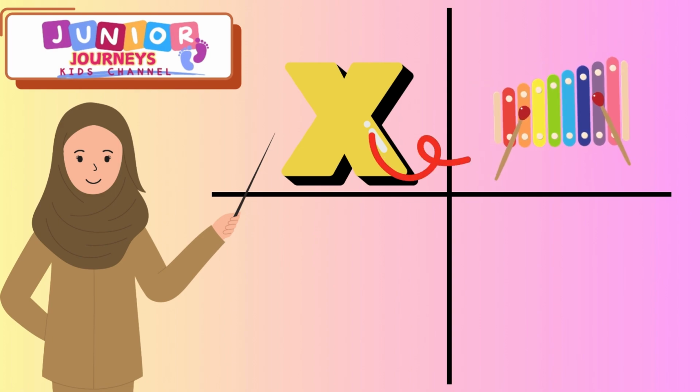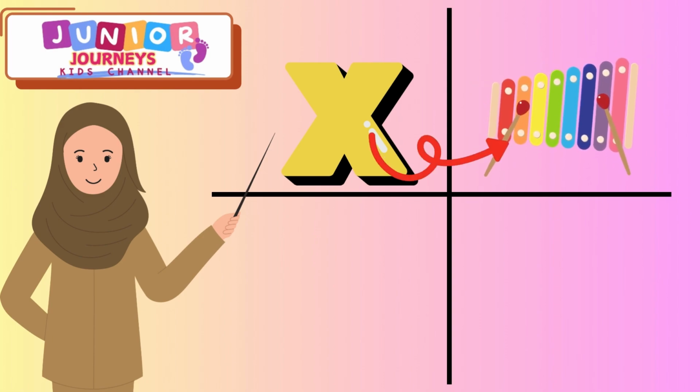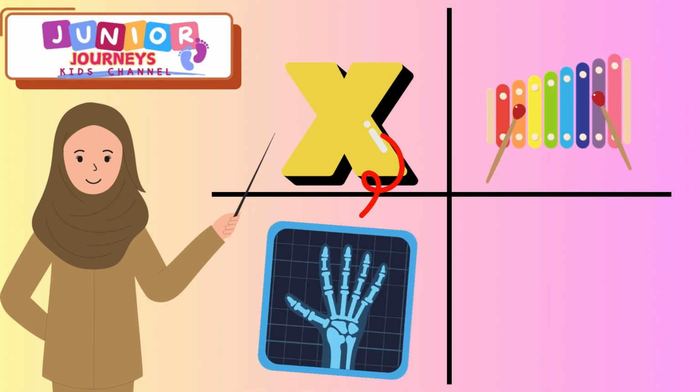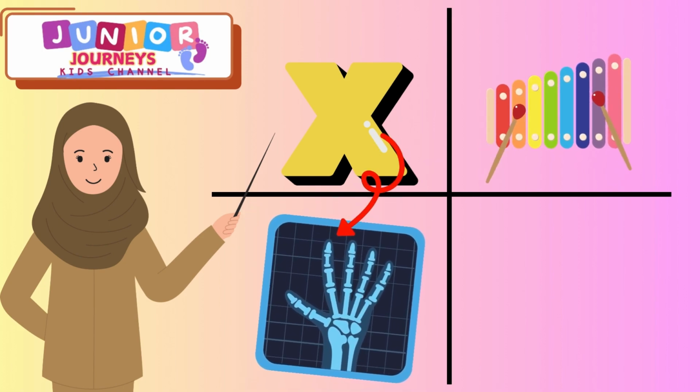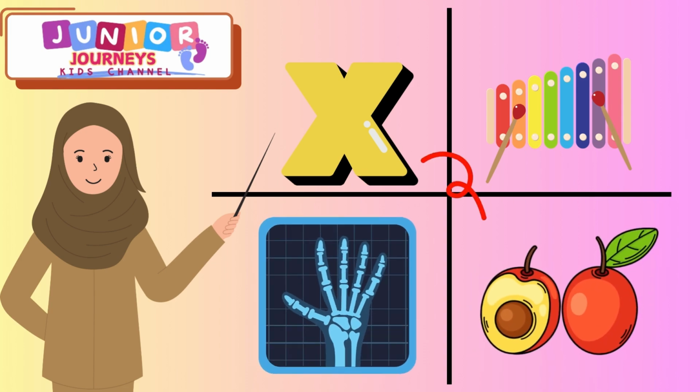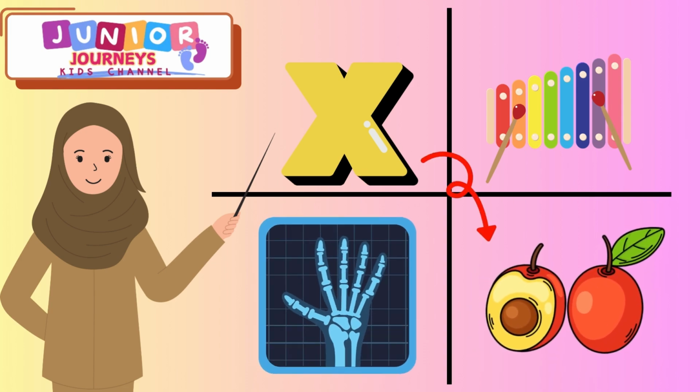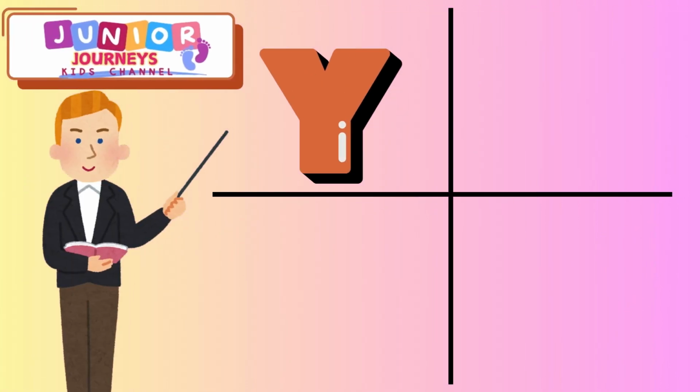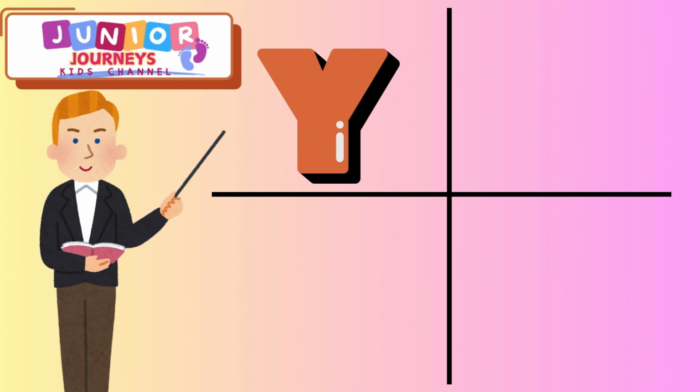Next letter is X. X. X is for xylophone. Xylophone. X is for X-ray. X-ray. X is for xylemia. Xylemia.